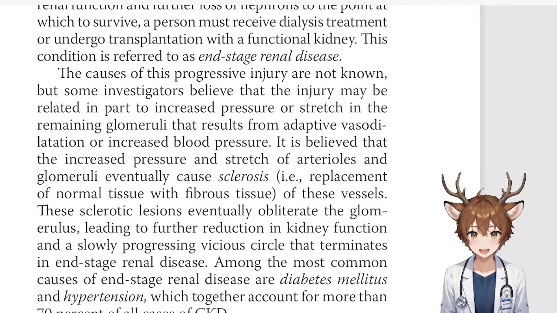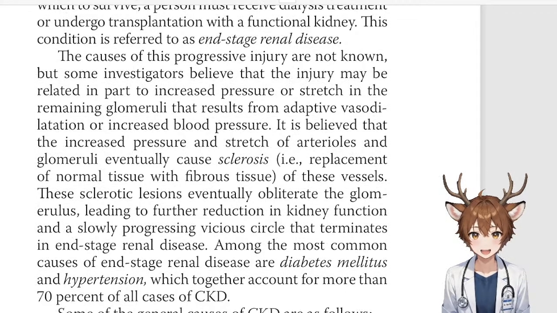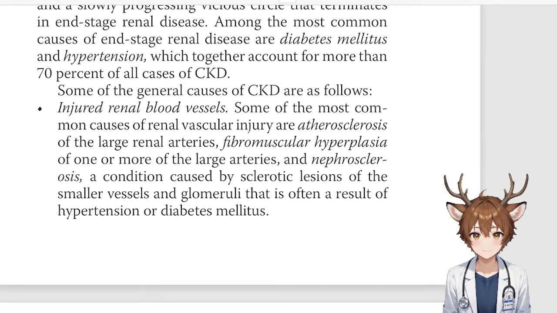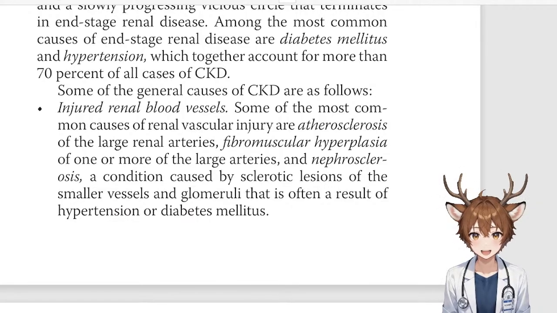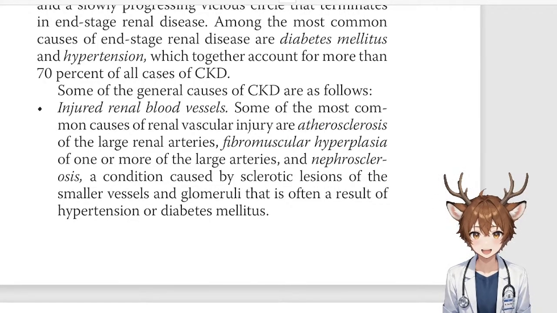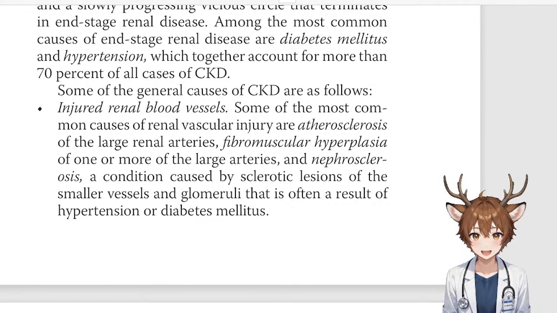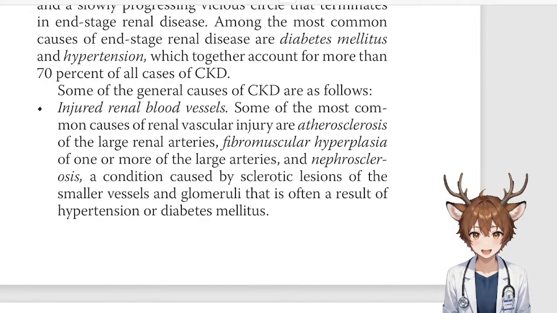Among the most common causes of end-stage renal disease are diabetes mellitus and hypertension, which together account for more than 70% of all cases of CKD. Some of the general causes of CKD are as follows. Injured renal blood vessels. Some of the most common causes of renal vascular injury are atherosclerosis of the large renal arteries, fibromuscular hyperplasia of one or more of the large arteries, and nephrosclerosis, a condition caused by sclerotic lesions of the small vessels and glomeruli that is often a result of hypertension or diabetes mellitus.